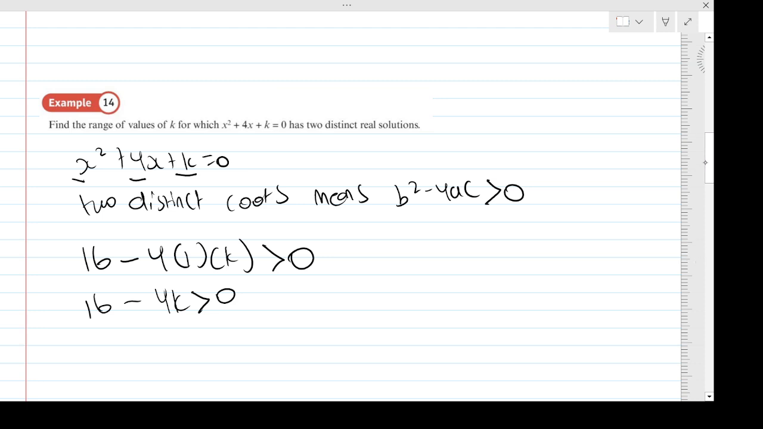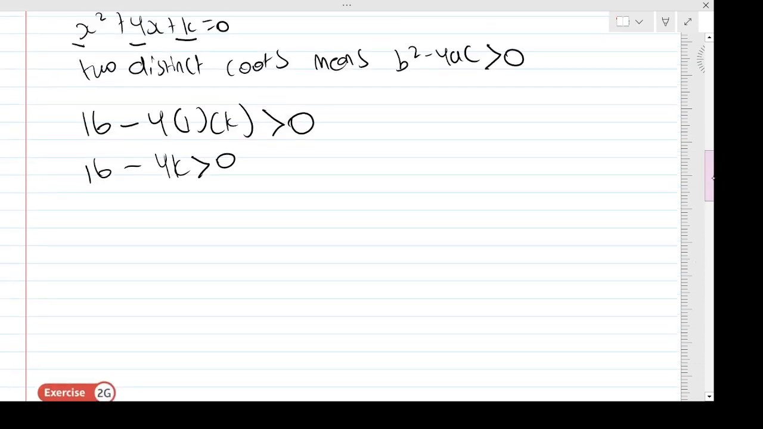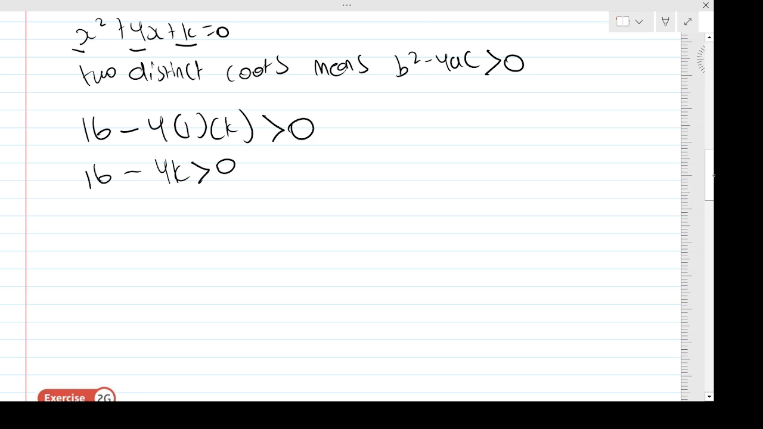Now this is an inequality. We do look at inequalities in the next chapter, but you should be able to recall this from GCSE. With inequalities, I like putting the variable on the left, because I find it easier to read. So minus 4k is greater than minus 16. I know it means the same thing as 16 being greater than 4k, but I prefer the variable on the left.